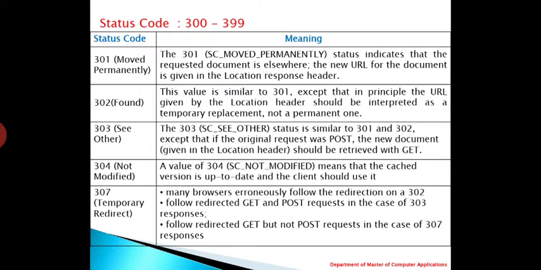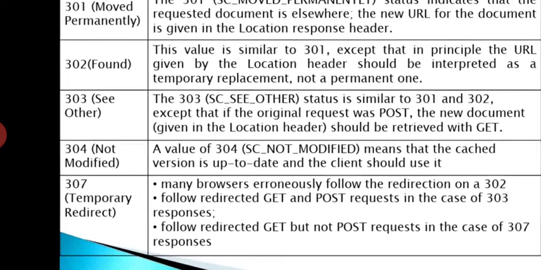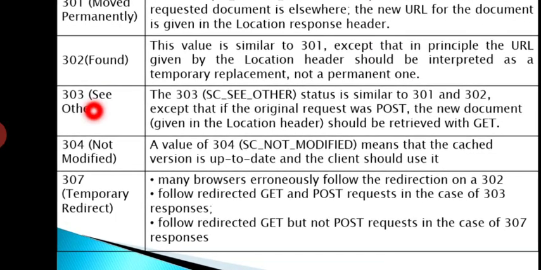300 to 399 is moved permanently, redirected. 301 is Moved Permanently. When you see this status line, it indicates that the requested resource is somewhere else and has moved to that particular URL. 302 Found is similar to 301. It is a temporary replacement, interpreted as 302 Found. Then 303 See Other, which means see other files.